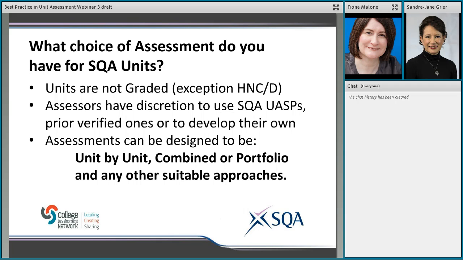Your assessment instrument, sometimes referred to as an assessment method, can be designed to generate evidence by unit, across units, or taking a portfolio approach. Remember too, as per webinar 2, for national qualifications, you also have the option of devising cut-off scores, thresholds, and taking a holistic approach too.